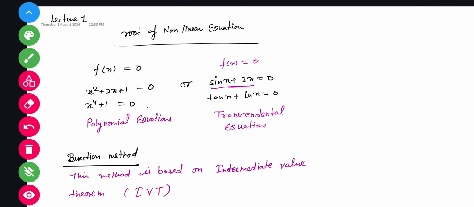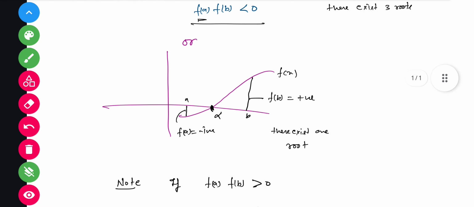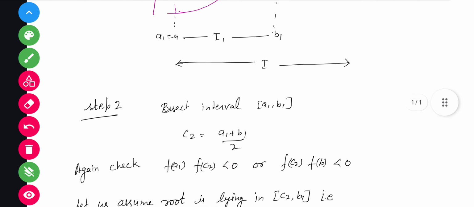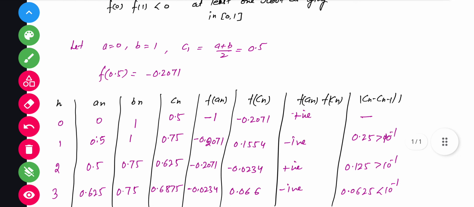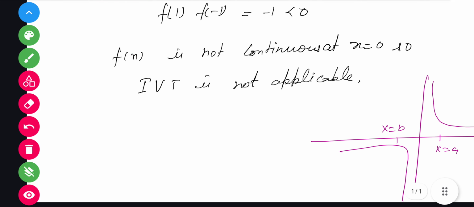So hello everyone. Today we are going to start our numerical linear algebra, and we will start with roots of nonlinear equations. We have many techniques and methods from which we can find the approximate root of a nonlinear equation. We are going to start with the bisection method today, and we will see all the concepts and the techniques, how to implement them, and everything about the bisection method. So let's start.